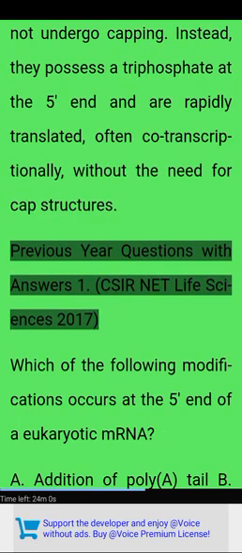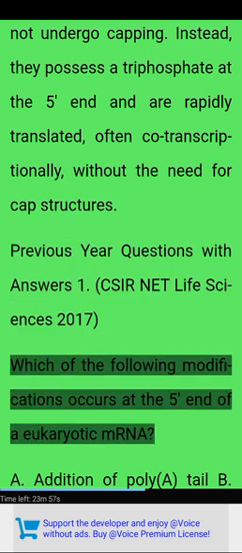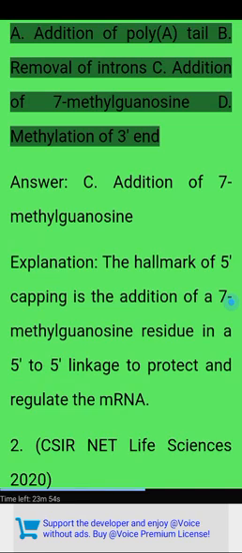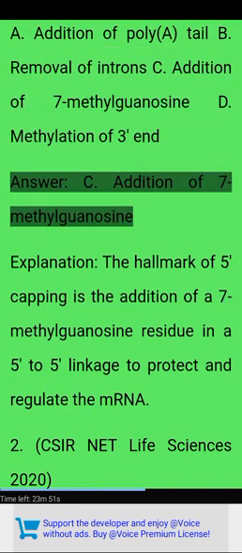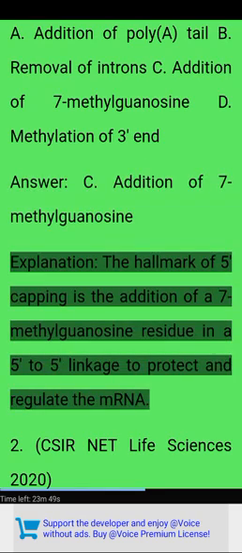Previous year questions with answers. 1. CSIR-NET Life Sciences 2017. Which of the following modifications occurs at the 5' end of a eukaryotic mRNA? A. Addition of poly A tail. B. Removal of intron. C. Addition of 7-methylguanosine. D. Demethylation of 3' end. Answer: C, addition of 7-methylguanosine. Explanation: the hallmark of 5' capping is the addition of a 7-methylguanosine residue in a 5' to 5' linkage to protect and regulate the mRNA.